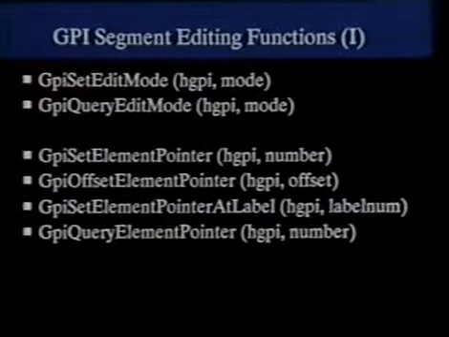The element pointer functions are all involved with moving the element pointer in the currently open segment to a location that you previously determined. You can move it to a number. You can offset it from its current position by some increment. You can set it to a label if you remember the name of the label. And finally, you can figure out where it is simply by inquiring. All of those functions allow you to move around the pointer.